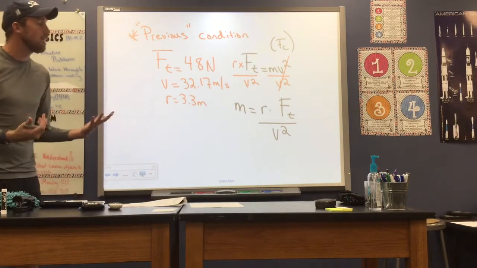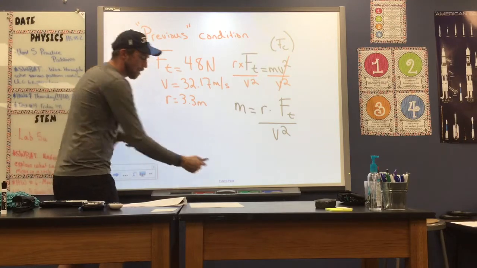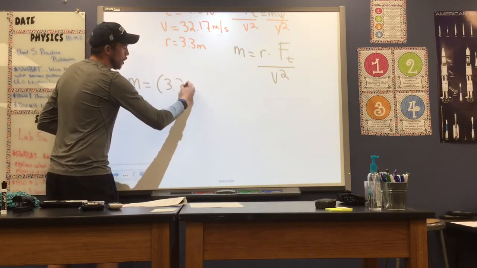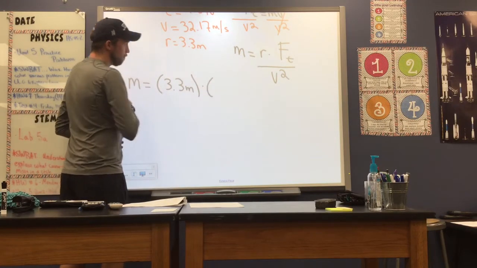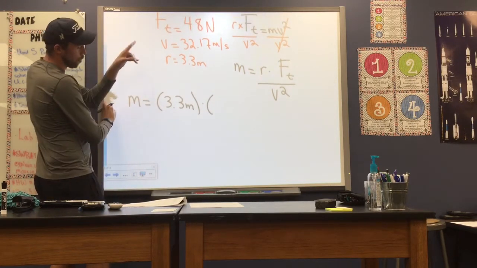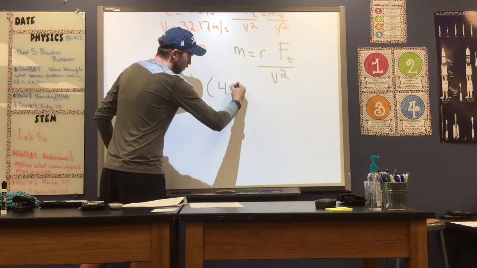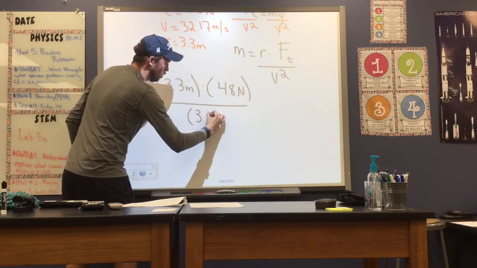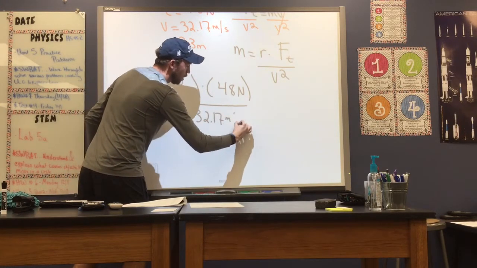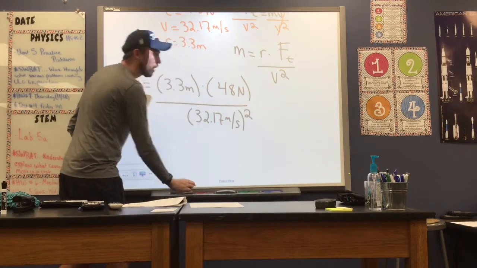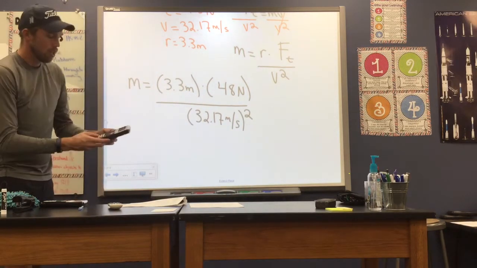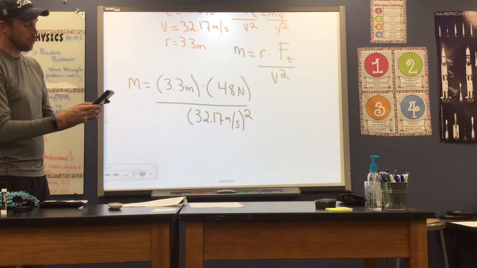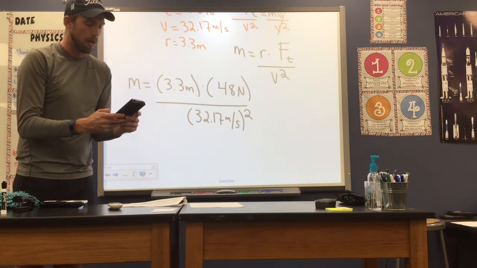So here's what we'll do. We're going to plug in these values and use those to solve for our mass. Mass is equal to our radius, 3.3 meters, times our tension force, which was 48 newtons up here, divided by our velocity squared, which was 32.17 meters per second squared. Don't forget that value. That's an easy mistake to make. So 3.3 meters times 48 newtons divided by 32.17 meters per second squared.